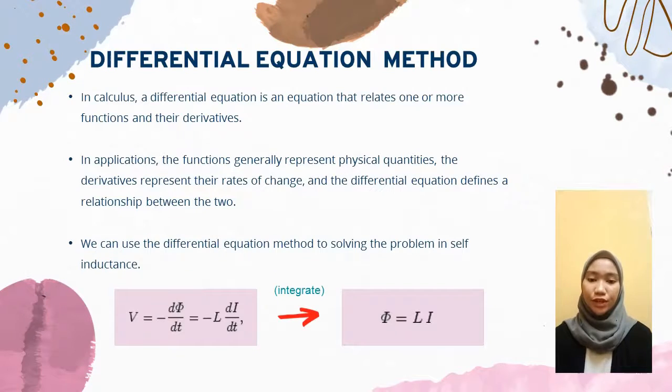The second method, we use the differential equation method. In calculus, a differential equation is an equation that relates one or more functions with their derivatives. In applications of calculus in physics, the functions generally represent physical quantities. The derivative represents the rates of change, and the differential equation defines a relationship between these two quantities. We can use the differential equation method to solve problems in self-inductance. The equation below is about the combination of change in current and magnetic flux from Faraday's law and Lenz's law equation.